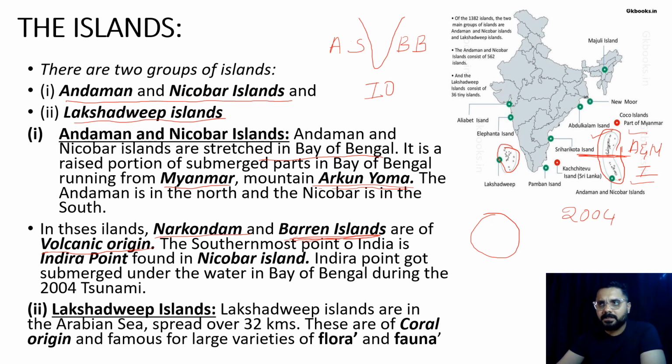Now, what are corals? Corals are the skeletal remains of sea animals. They get deposited in the sea, and they create a structure called coral. These Lakshadweep Islands are of coral origin, and many varieties of flora and fauna are found here. Flora means the variety of flowers and plants, and fauna represents the animal life, found in this beautiful island of Lakshadweep. Both the islands attract a lot of tourists across the world.